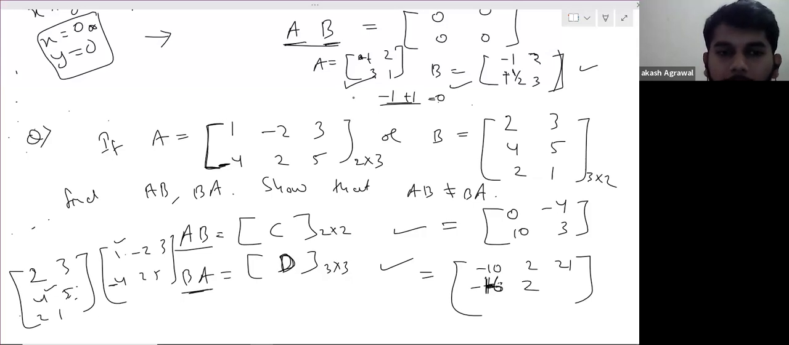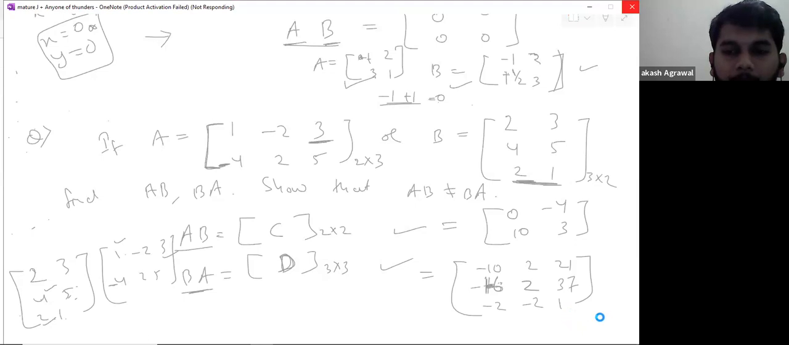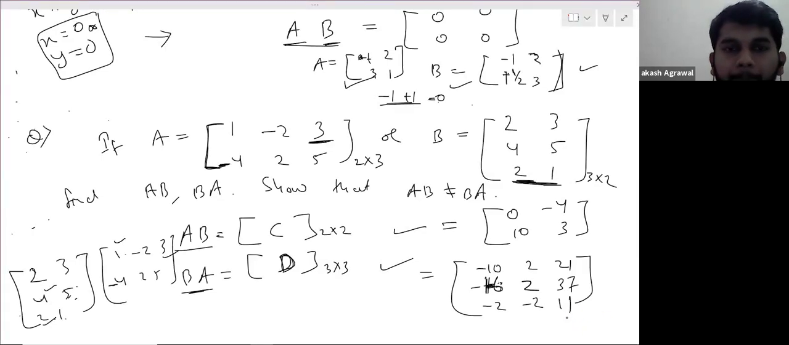And 37? 4 into 3 is 12, plus 25 is 37, very good. And then minus 2, minus 1. So minus 1, are you sure? Okay. 2 into 3 is 6, plus minus 6 plus 5, so it's minus 1. Not minus 6, 2 into 3 is 6, plus 5, so it is 11. Okay. All right, Deborah? Yes, sir. Okay, Aliza? Yes, sir.